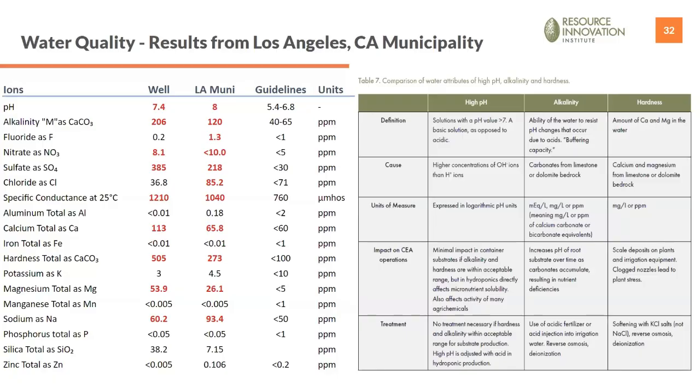Just an example here again from the best practice guide, table 7 just describes for you the high pH, alkalinity, and hardness, where it comes from water flowing through limestone and bedrock before it comes to your facility. And then again, what the implications are and how to treat it. Next slide, please.